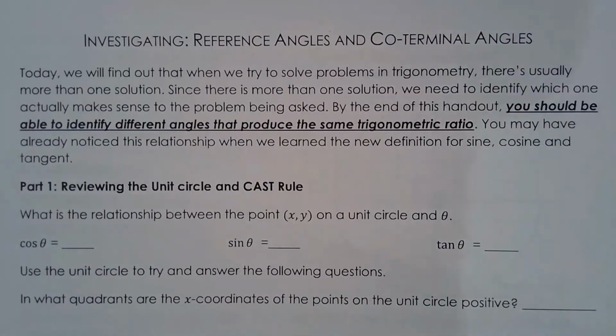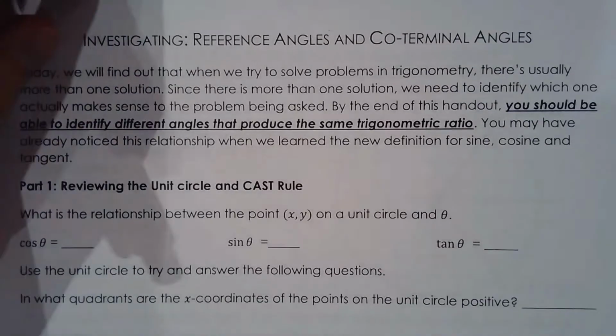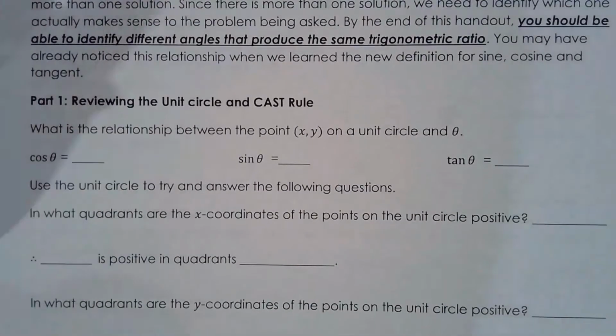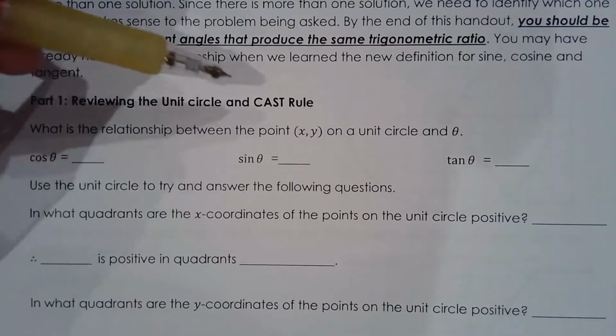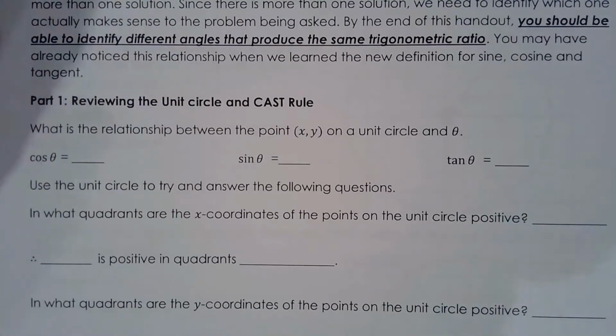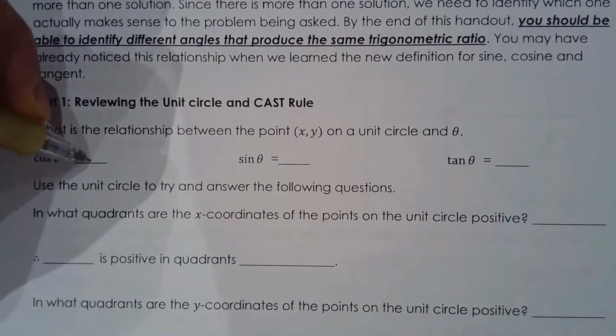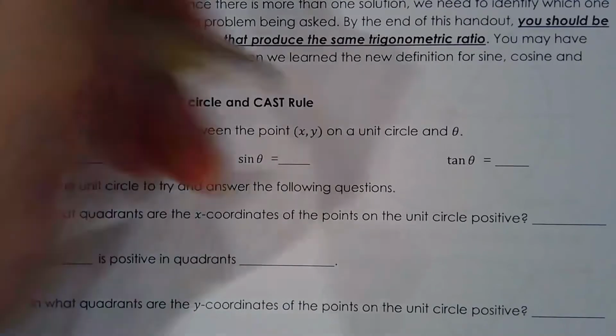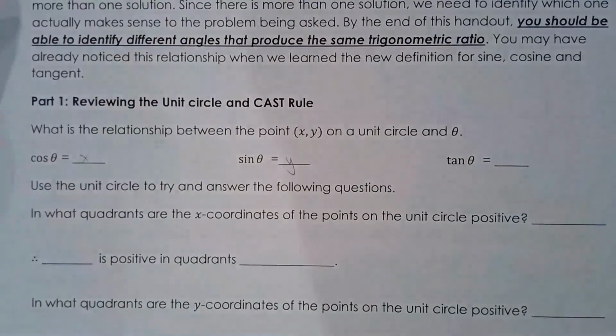In the previous lesson, we redefined the primary trigonometric ratios using the unit circle. In this lesson, we are going to do some calculations. So first things first, let's review what we did in the previous lesson: the relationship between the point (x, y) on a unit circle and theta. So cos theta is equal to x, sine theta is equal to y, and tan theta is y over x.